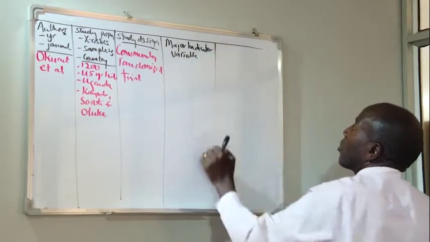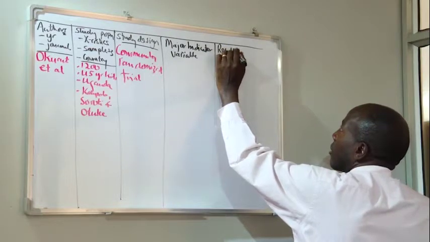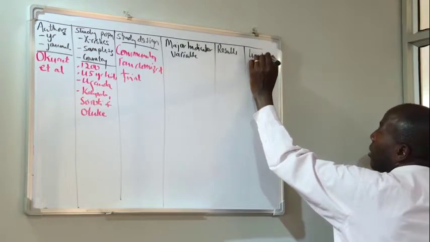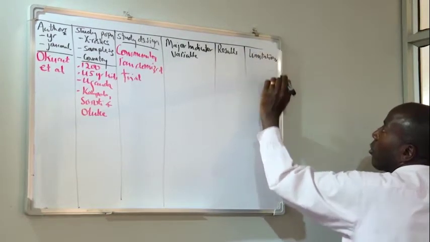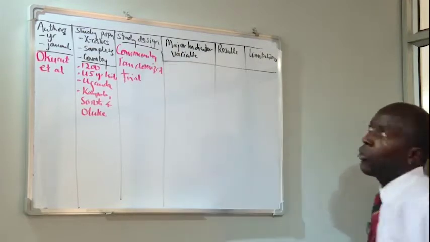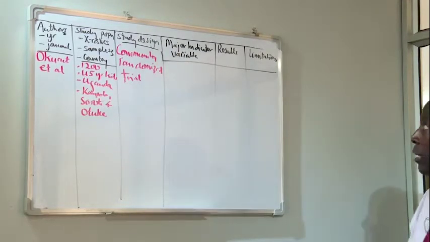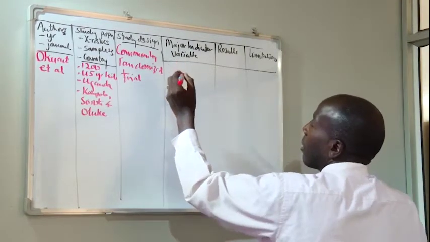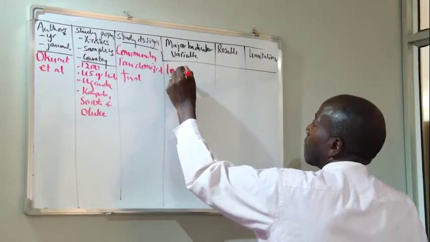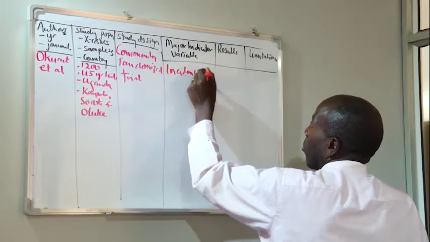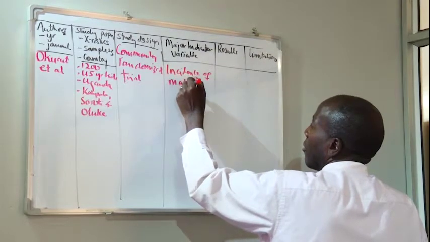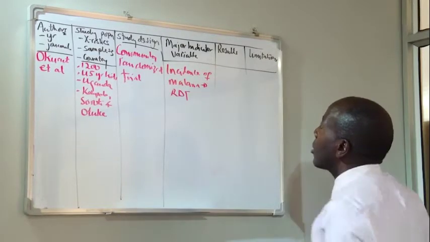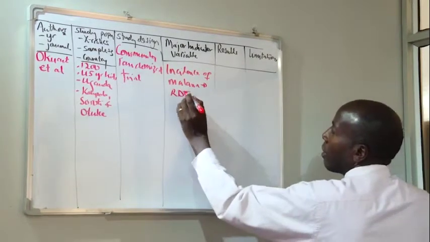And of course, we need to know the results, and we need to know the limitations. What were the limitations? Once you are systematic about that, you can easily know the major indicator variable could be, for example, incidence of malaria by RDT, rapid diagnostic test. And what were the results?